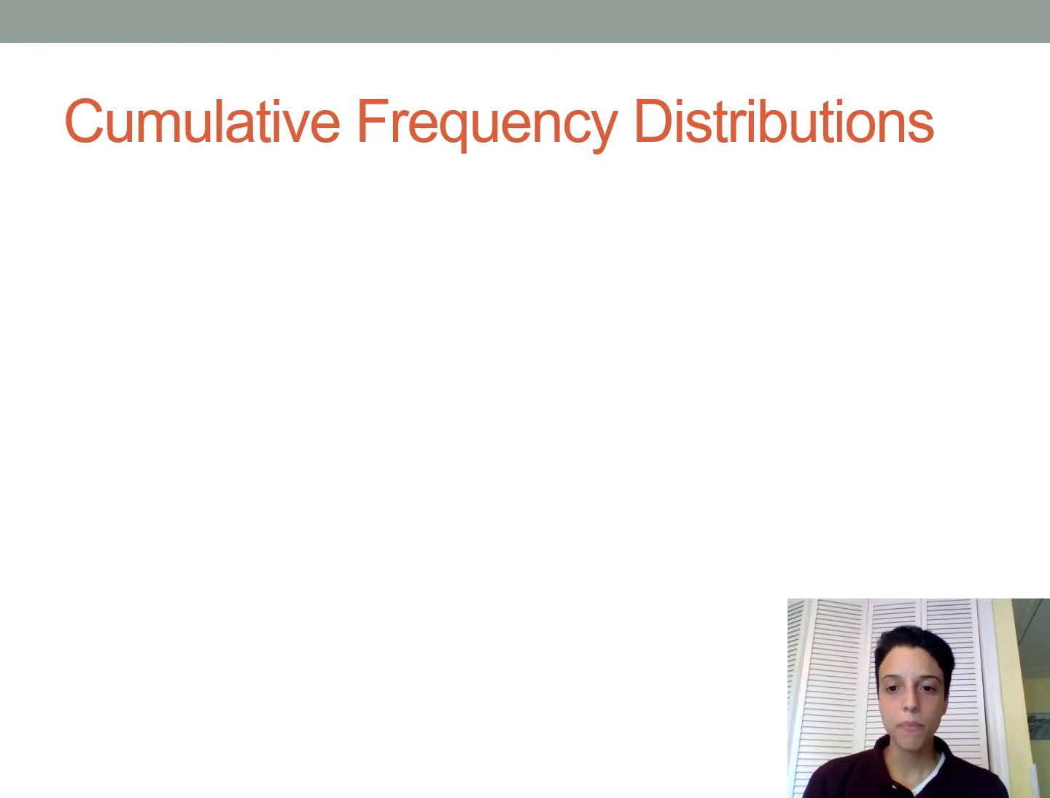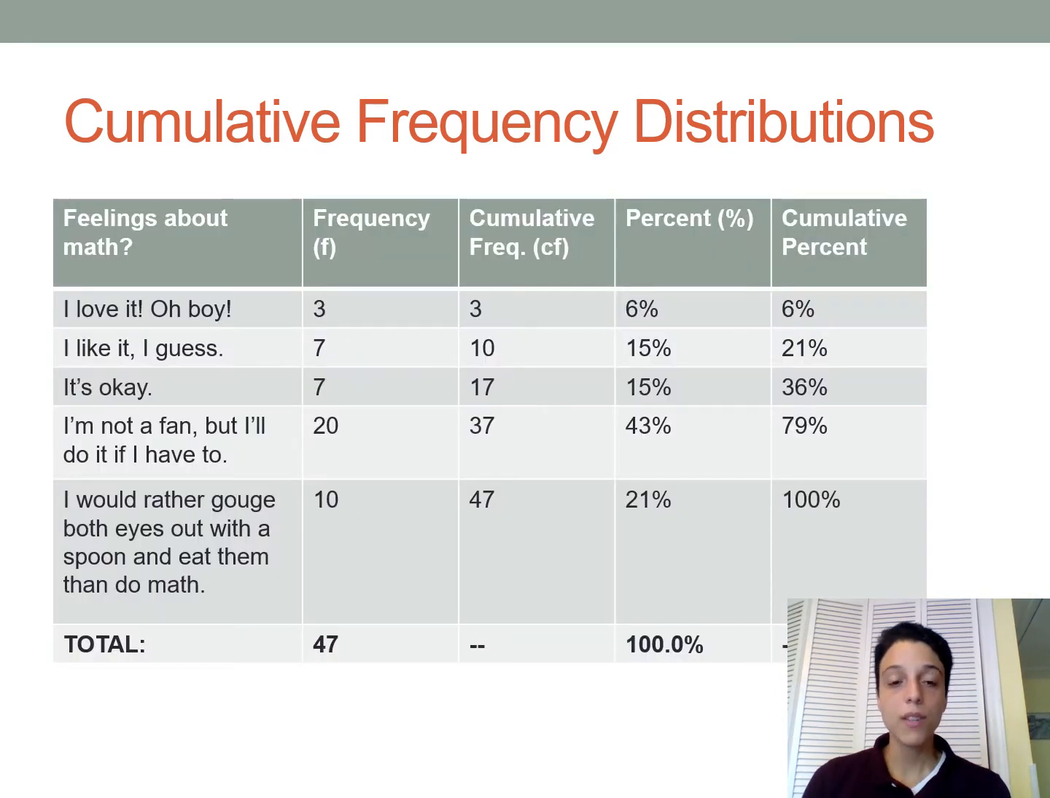So here we are again looking at an example of a cumulative frequency distribution from the class data. I'm going to pull up this table again that shows the answers to the feelings about math question. Our first column is our frequency. Our second column is our cumulative frequency. If you double check, you can see that you get the same diagonal addition to get the pattern of results, and then we'll also talk about how to interpret them.